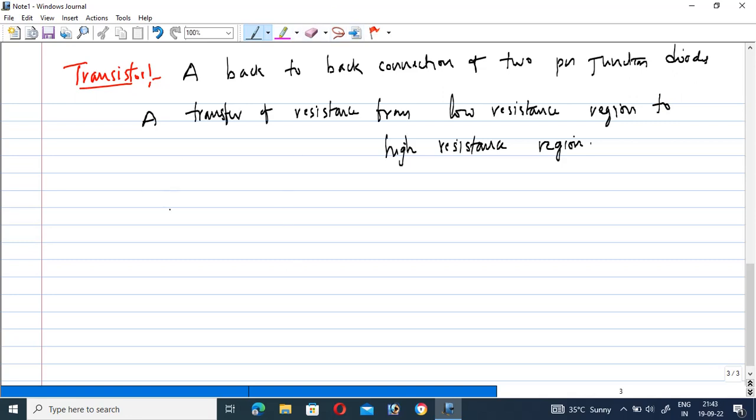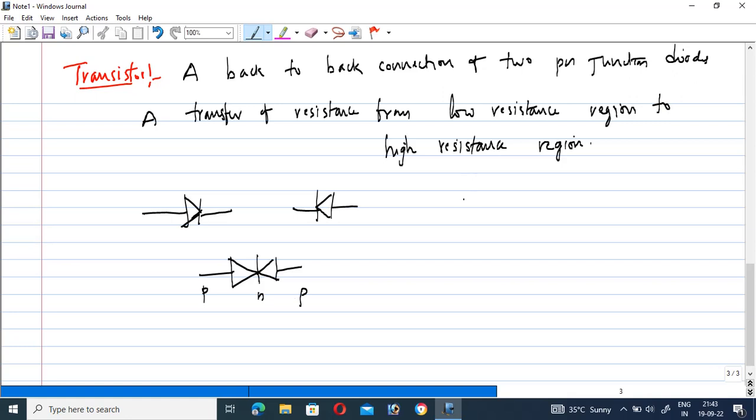Then let us see how it is. So this is generally the PN junction diode. The back-to-back means the back side of the PN junction diode. Suppose you connect these two in a back-to-back manner, it forms like this. So this is a back-to-back connection of PN junctions. This is the positive terminal, this is N, this is N. So this is generally called a PNP transistor.